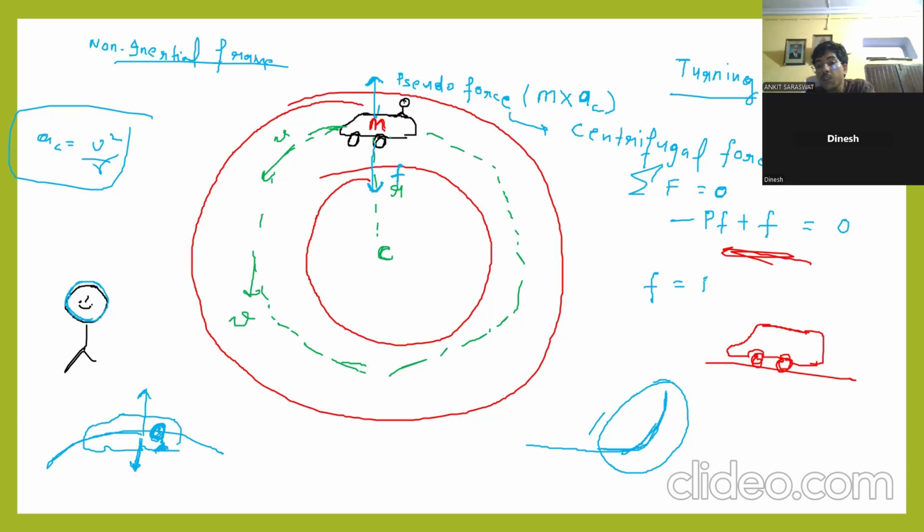Sir, the pseudo force is the centrifugal force, mv square by r, and the car is moving in this direction. It will skid like this, so friction will be in the opposite direction only, no, sir?